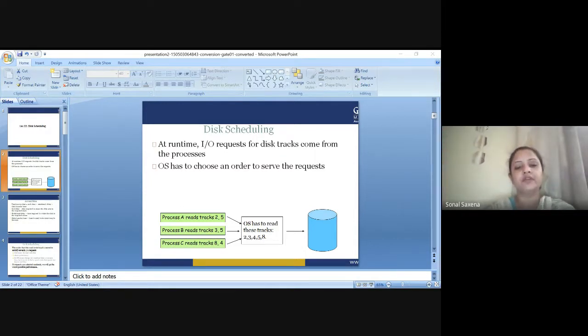Now, what is the goal of a disk scheduling algorithm? The very first goal is fairness, the second goal is high throughput, and finally minimal head traveling time. Now, what are disk scheduling algorithms? The algorithms that do the task of scheduling a disk are called disk scheduling algorithms, and they are of various forms and various natures. There are various algorithms that you can use for scheduling the disk.